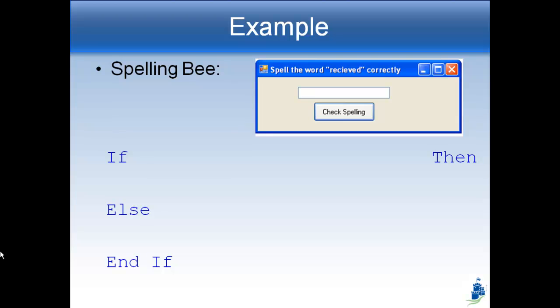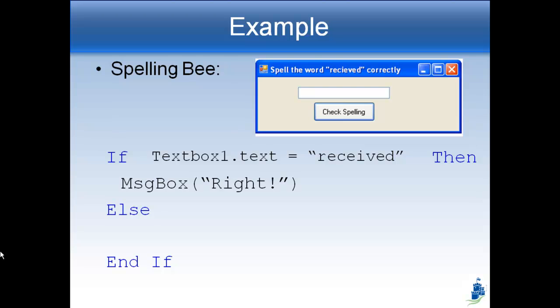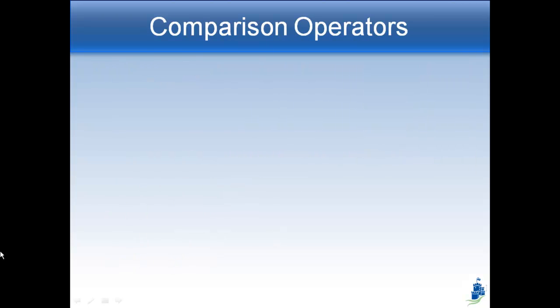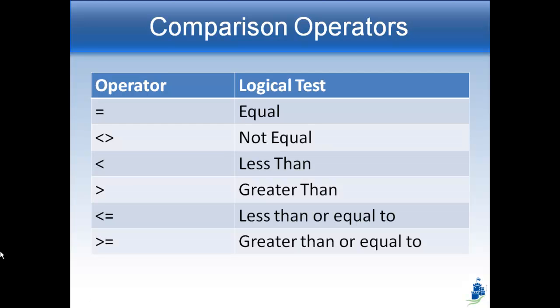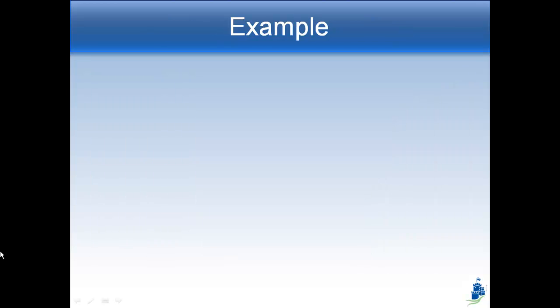Otherwise, do another. So to see if it's spelled correctly, we can say, if textbox1.text equals received, which is spelled correctly, it's EI, not IE, then give me a message box that says you're right. And if they didn't spell it right, else, give me something that says no. All right, so that's a simple example, and that's a review. We just learned about comparison operators, and here they are in front of us. So we've got equals, not equal, and all this other stuff. And that's for just making the conditions a little bit more general.